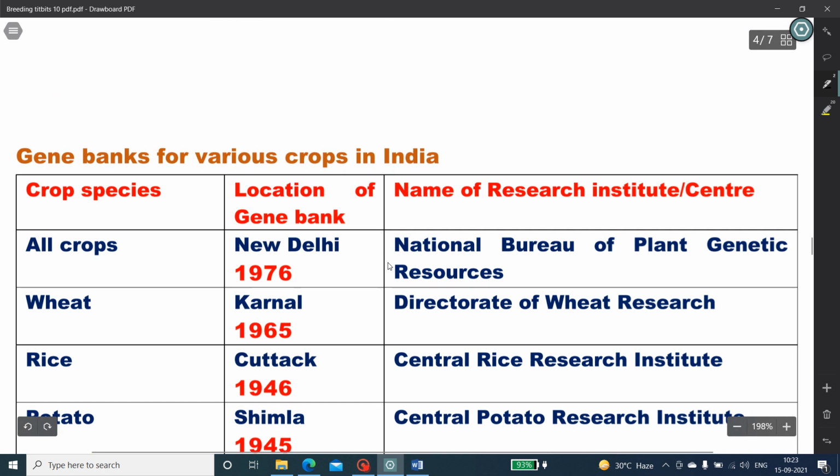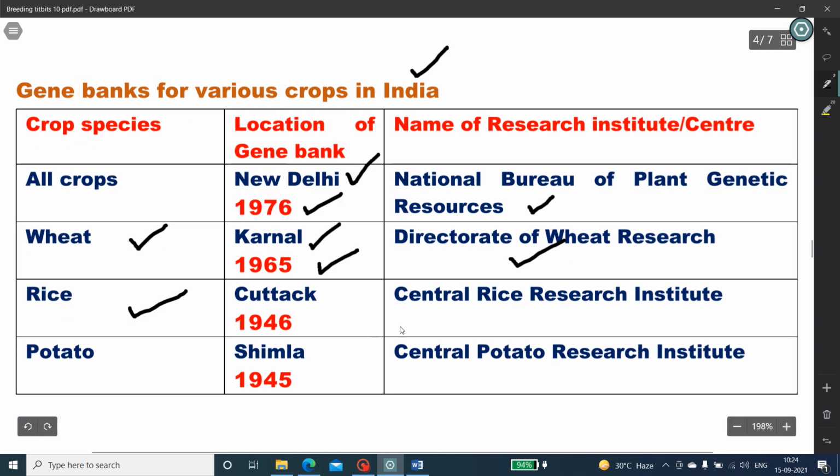And next we will see the gene banks that are available in India. For all crops, the National Bureau of Plant Genetic Resources located at New Delhi is conserving all crops, and it was established in 1986. The Directorate of Wheat Research has the germplasm collection of wheat. It is located at Karnal and was established in 1965.